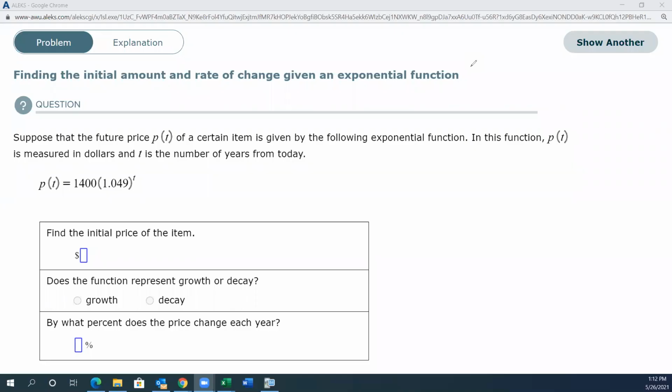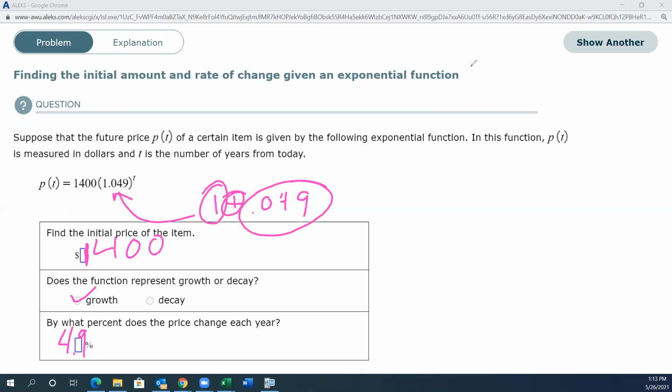Okay, now for this one, same topic. This time the initial amount is 1,400. That's the number out front. And this time it is growth because this is bigger than 1. And if it's growth, well, then our percent change is going to be positive. In fact, it's going to be positive 4.9%. Because this guy here is 1 plus 0.049, which means you're keeping your original 100% and adding to that 4.9%.